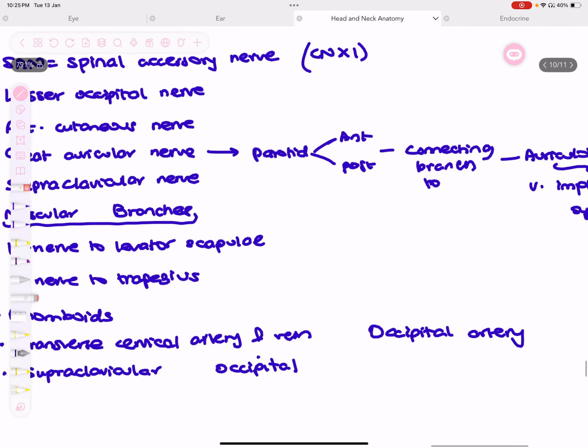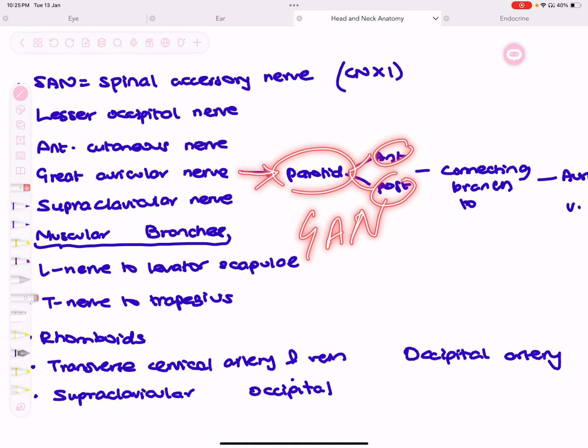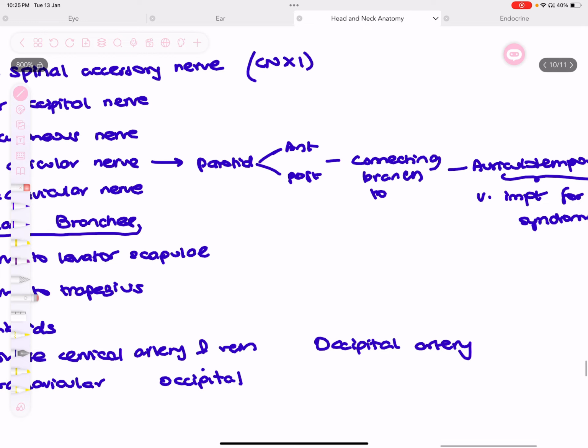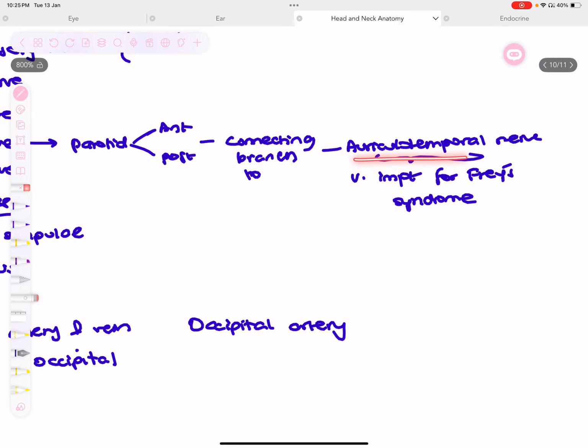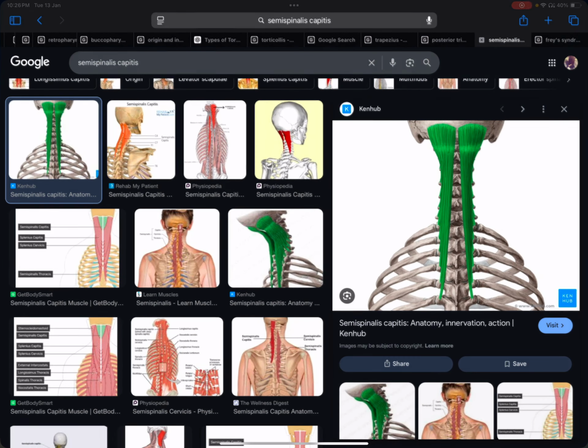Now there is something I want to mention about great auricular nerve. It goes to the parotid gland, and in the parotid gland it divides into anterior and posterior divisions. Then it forms a connecting branch to a very important nerve, the auriculotemporal nerve. The auriculotemporal nerve has a lot of importance, especially in reference to Frey syndrome. That is the clinical. Now, you may be wondering what is Frey syndrome.